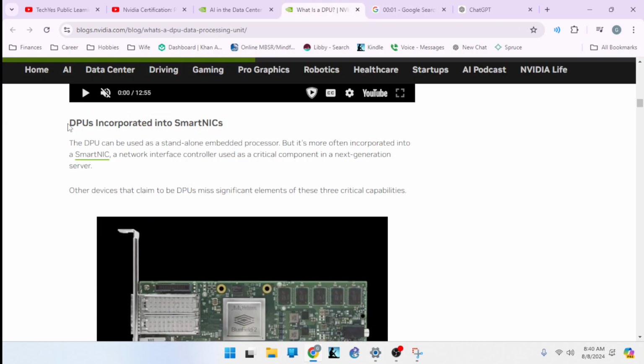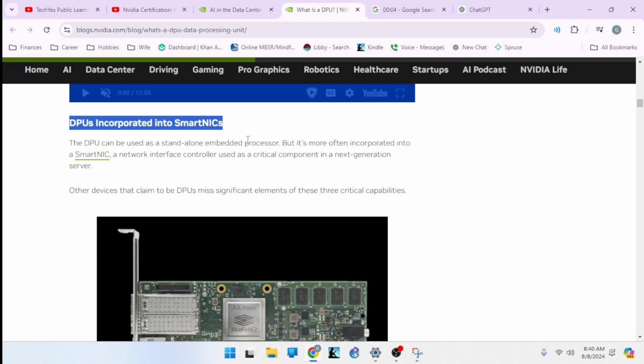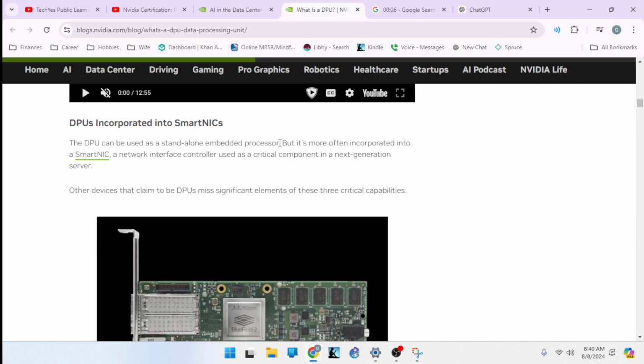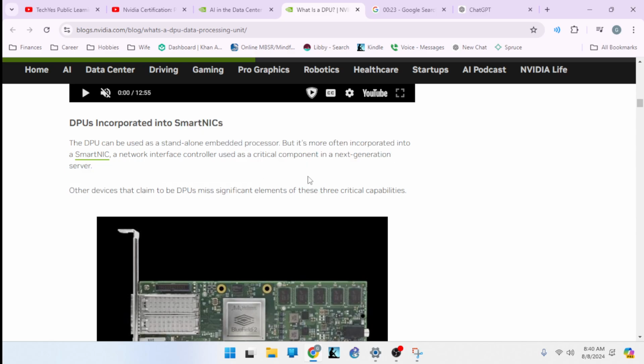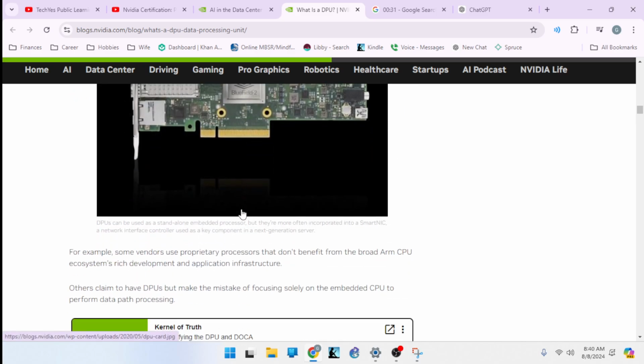All right, so the next section is DPUs incorporated into smart NICs. A DPU can be used as a standalone embedded processor, but it's more often incorporated into a smart NIC, a network interface controller. Well, I said card, but controller is probably more accurate. Used as a critical component in a next generation server. Other devices that claim to be DPUs miss significant elements of these three critical capabilities.